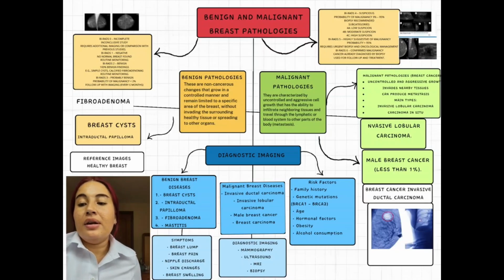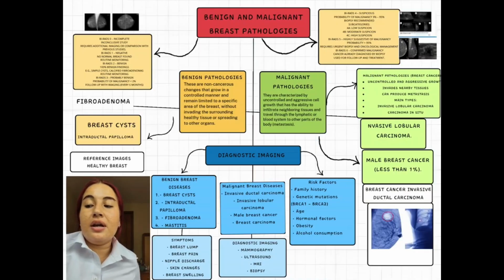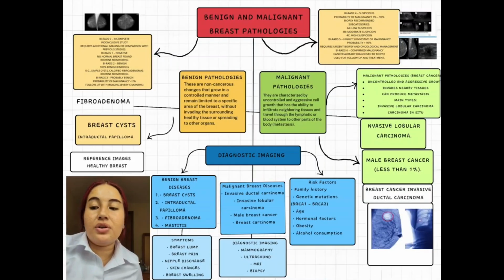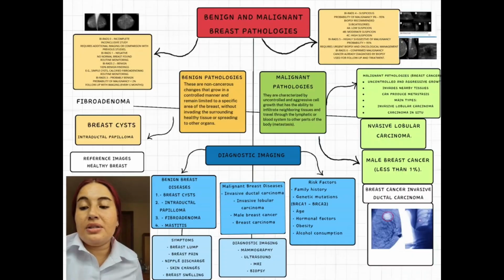BI-RADS 3. This refers to findings that are probably benign, where there is a low probability of cancer. Short-term follow-up at 6 months is recommended to ensure there are no changes. The patient should have regular check-ups for monitoring. If the lesion remains the same for 2 years, it could be reclassified to BI-RADS 2. But if it grows, it is classified as BI-RADS 4, and biopsy is required.